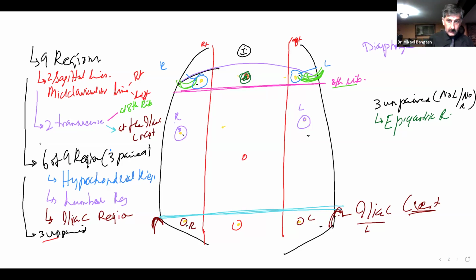We can go and say the next region, which is unpaired, is this one here. Mainly because the umbilicus falls into this region, that's why they named it the umbilical region.